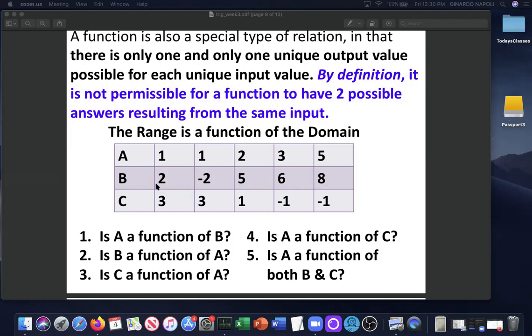If the input values, like in number 1, have no repeats, it's automatically consistent. If the input values, like in number 2, have repeats, check to see if the outputs are the same. If you have repeated input values and the outputs are different, like they are here, it's not a function. That's the key.